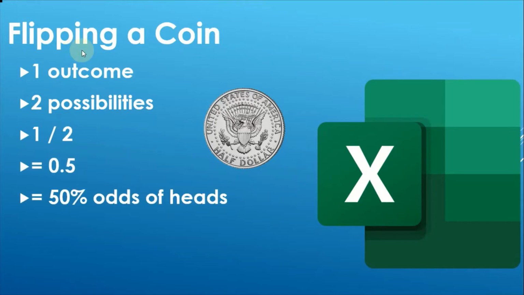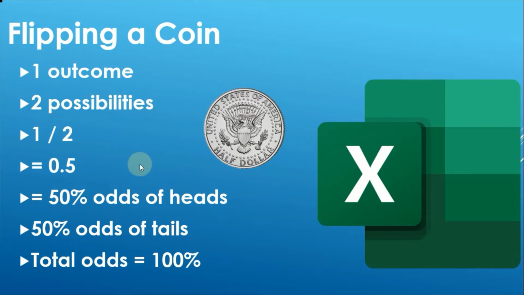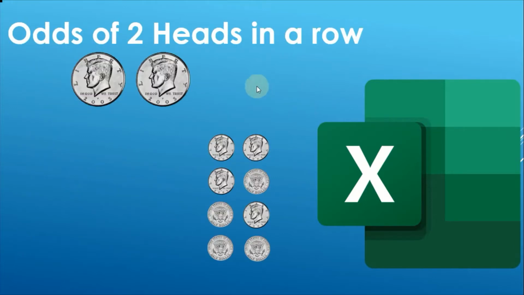And in terms of flipping a coin, there's one outcome, either heads or tails, and there's two possibilities, which is again a 1 of 2 or 0.5, 50% odds of heads and 50% odds of tails. Total odds are 100%.